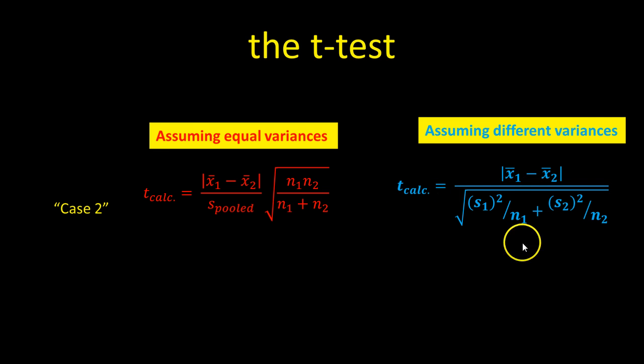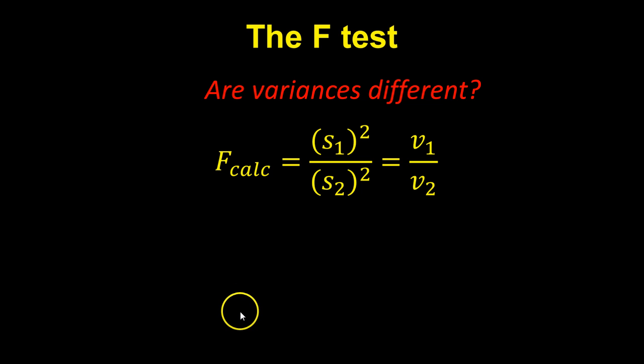And we also have this other situation where you're assuming different variances. Okay, so the question, of course, we might have now at this point is, are the variances different? How do we determine this? And this is where the F-test comes in. As we went through in our exercise, we saw that the F-test uses the ratio of your two variances.